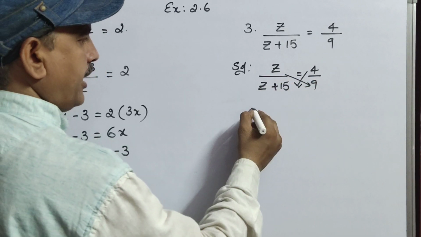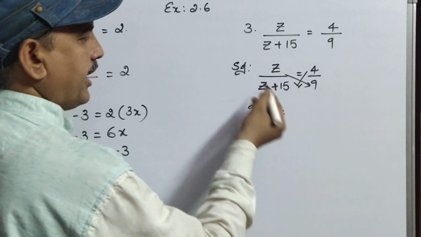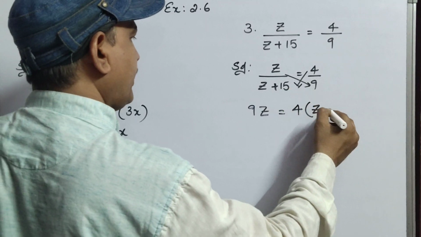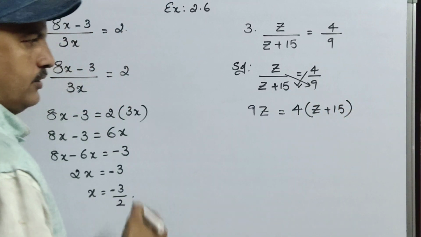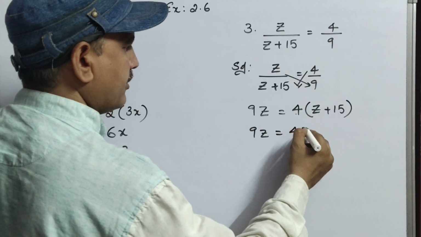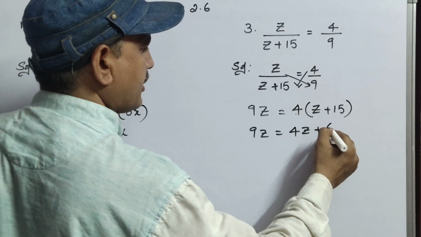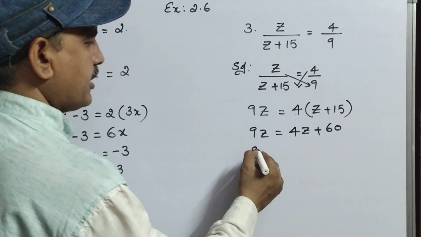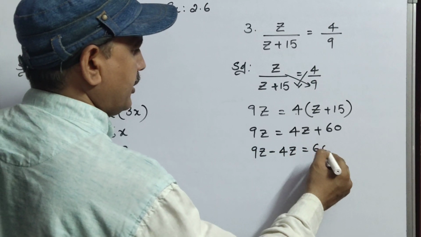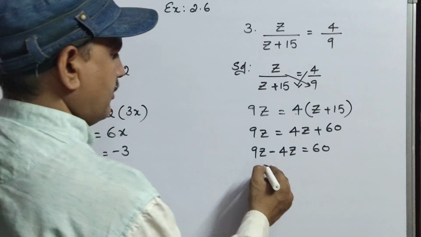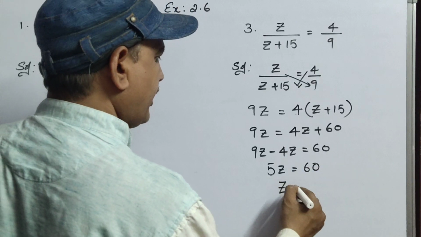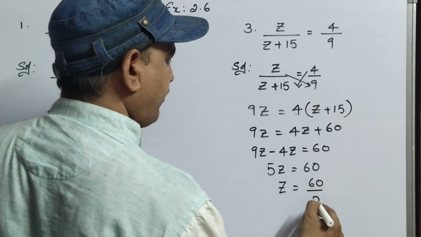So 9 into Z, that is 9Z. You can write directly because it is only one number. So 4 into Z plus 15. So 9Z equals 4 into Z, 4Z plus 4 15s are 60. Now 9Z minus 4Z equals 60. So 9 minus 4 is 5. So 5Z equals 60 and Z equals 60 by 5.